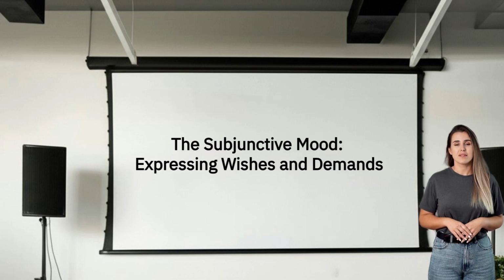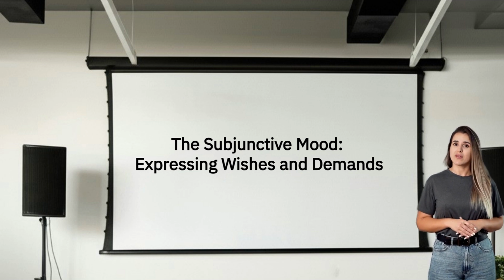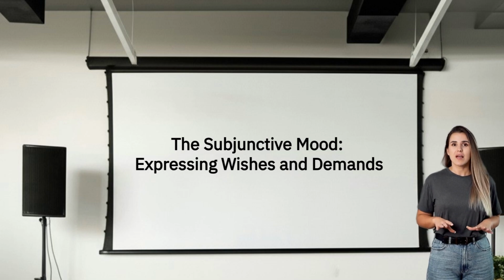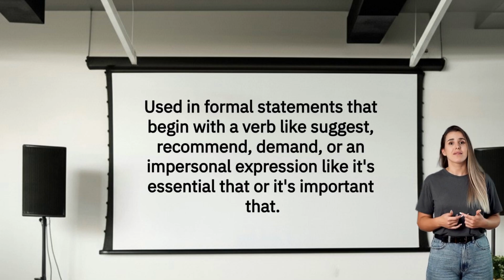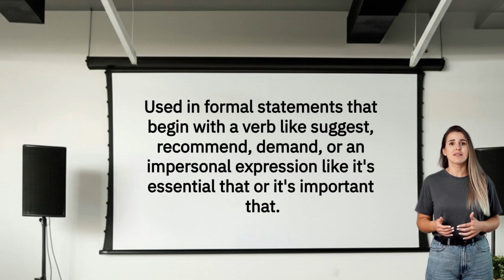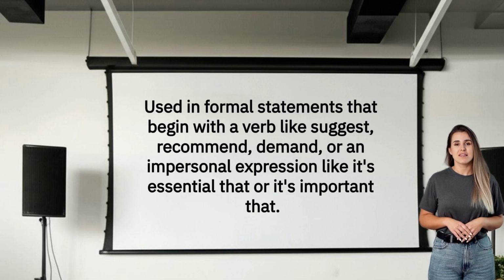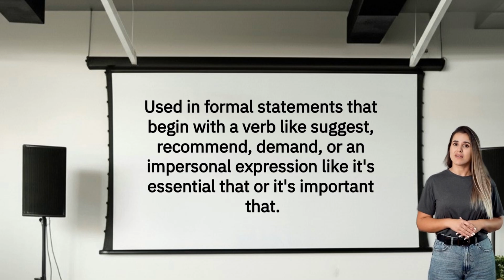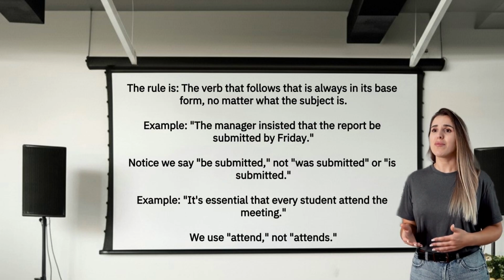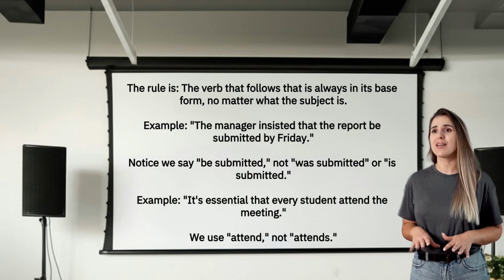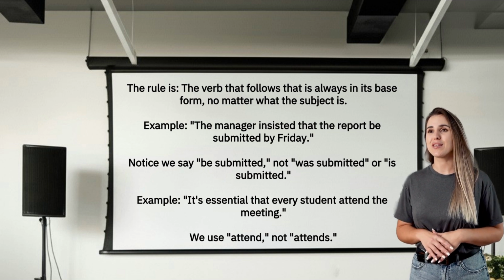Next up, let's explore the subjunctive mood. The subjunctive is a special verb form that we use to talk about things that are not necessarily real. They're wishes, recommendations, or demands. The most common use for you as English learners is in formal statements that begin with a verb like suggest, recommend, demand, or an impersonal expression like it's essential that or it's important that. The rule is, the verb that follows that is always in its base form, no matter what the subject is.